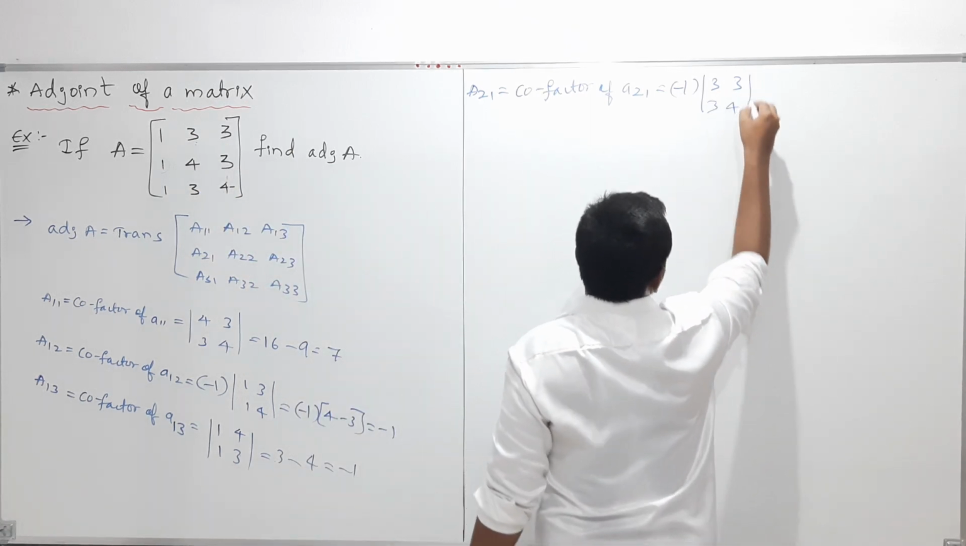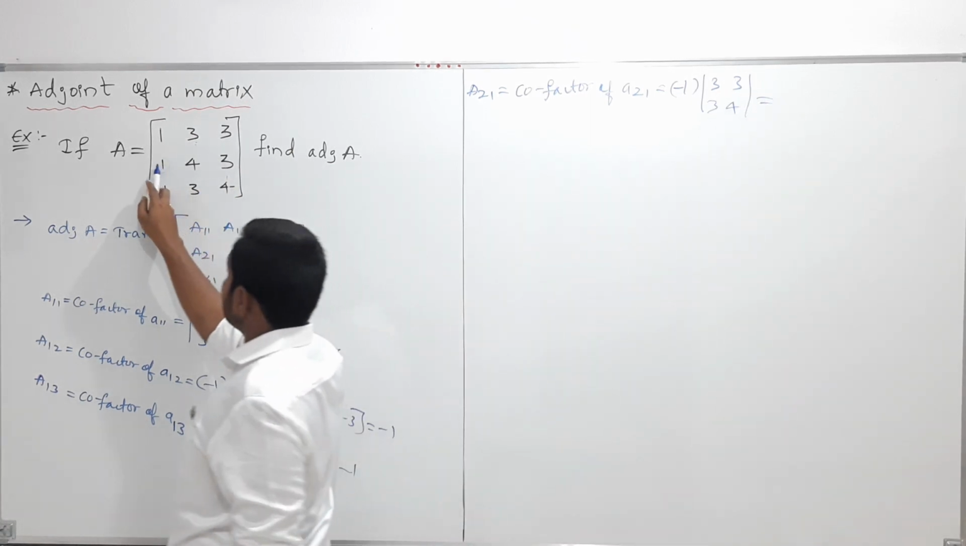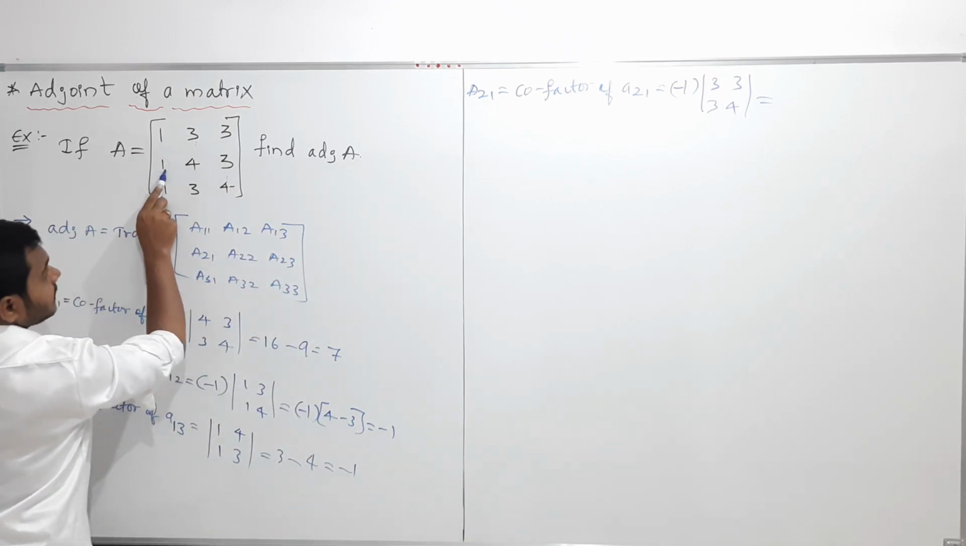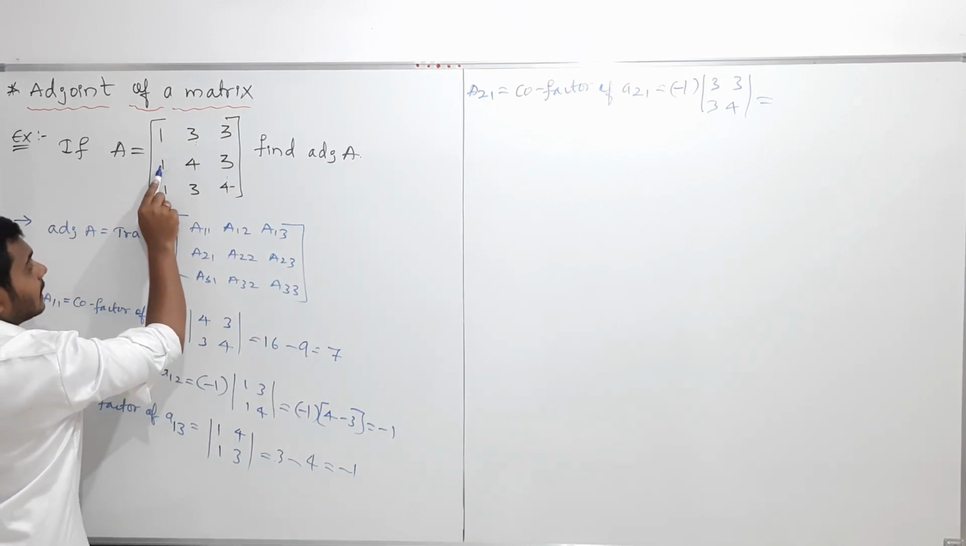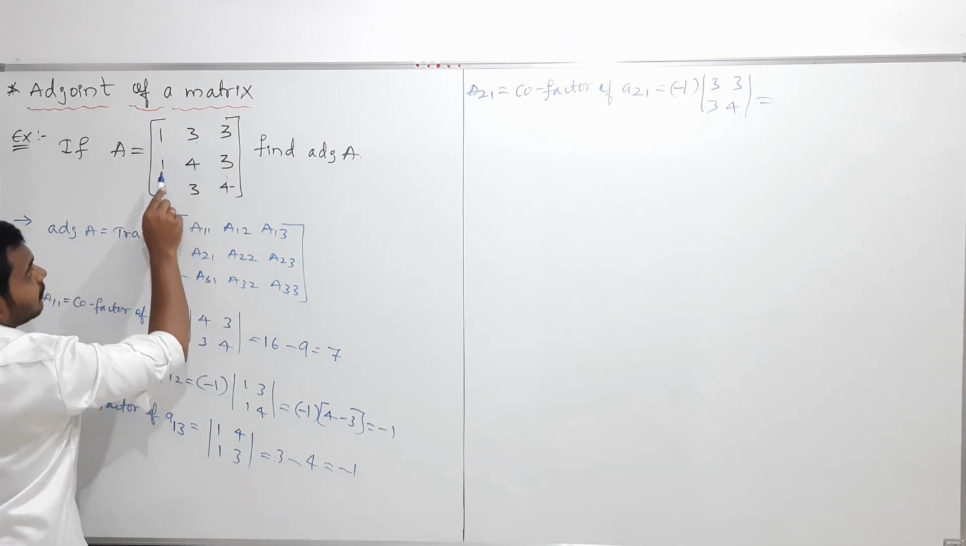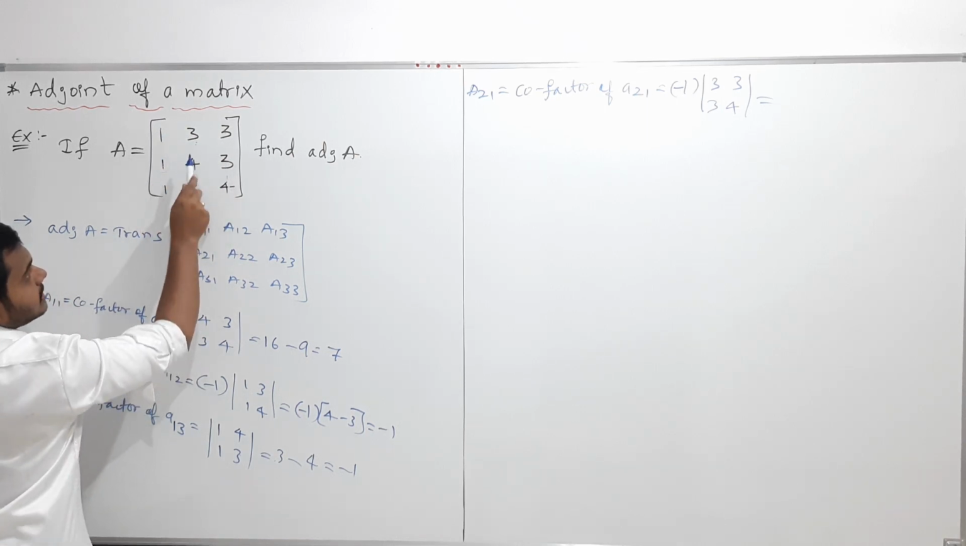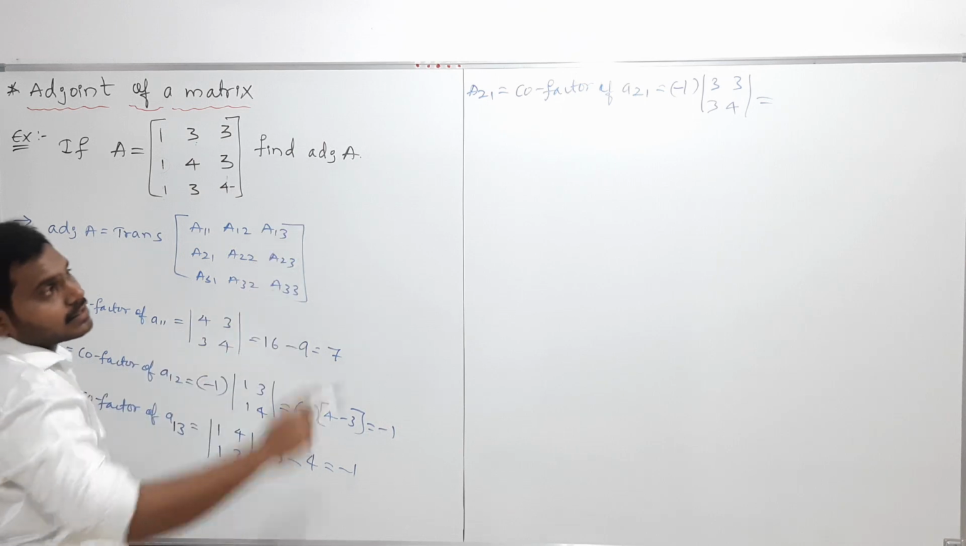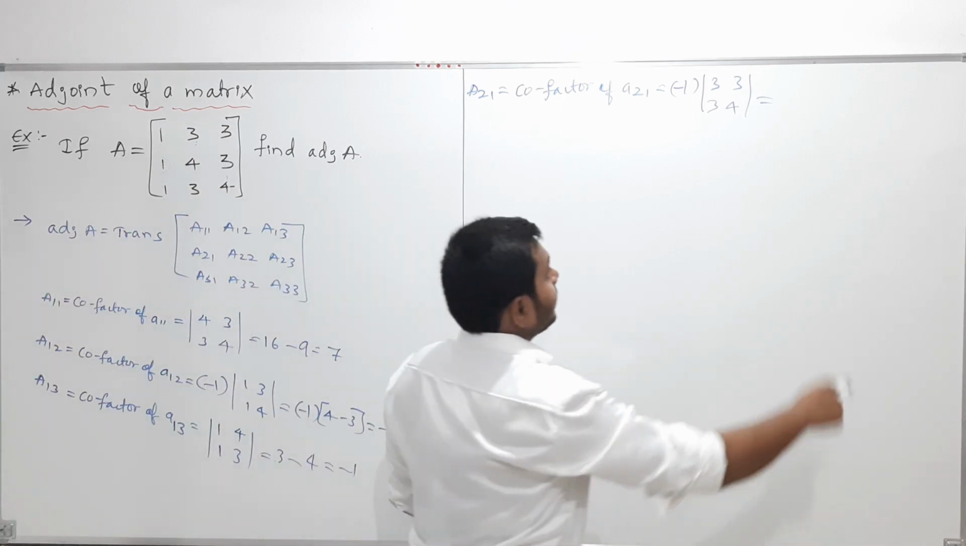3, 4. Because here it is this element's minor that I require. This element's minor can be calculated by deleting this row and this column. If you delete this row and this column, what is remaining? 3, 3, 3, 4. Now I will find out the determinant of this.